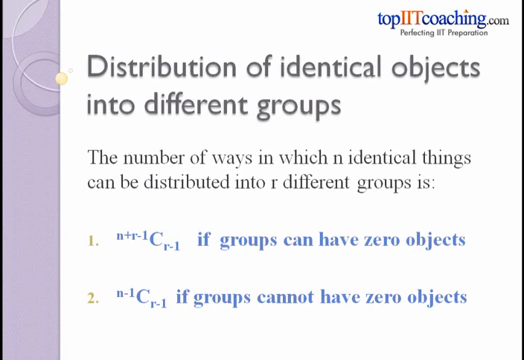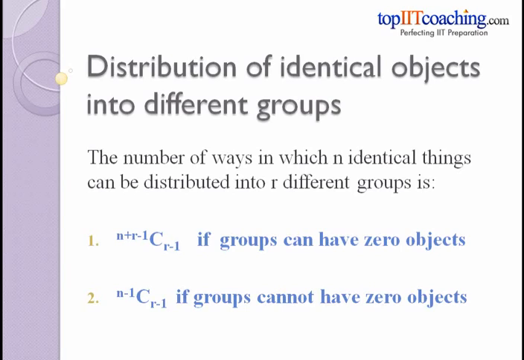It means that if we have n identical things and we want to distribute them into r different groups, then the number of ways is equal to n plus r minus 1 C r minus 1 if the groups can have 0 objects. That is, any group can have 0 elements. And second, n minus 1 C r minus 1 if groups cannot have 0 objects. It means that every group must have at least one object. It cannot have any group having 0 objects.